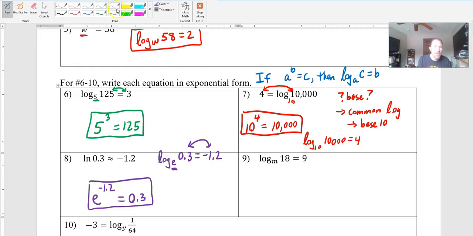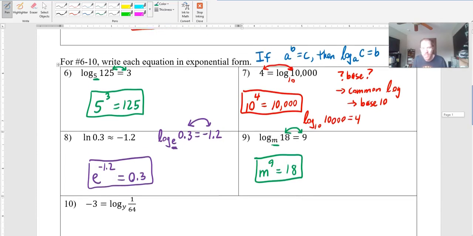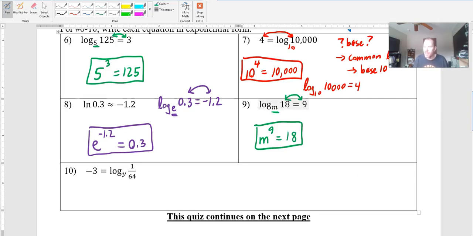Number 9, we've got base m, which is a variable. I don't know what the value of m is, and I don't care in this case, but m is my base, and we're going to switch the 18 and the 9. So m to the power of 9 equals 18. We are done. That's it. I could solve that for m if I know how. I would apply a 9th root, but that's not something I'm expecting most folks in Algebra 2 to know.